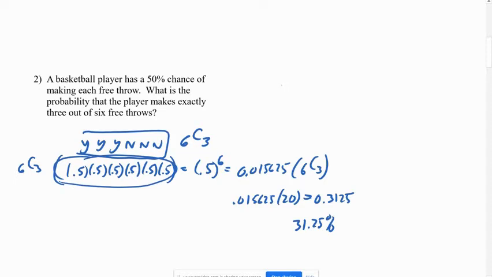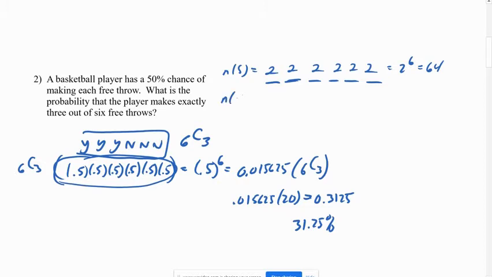Another way to approach that same problem, instead of doing all these 0.5s multiplied by one another, you could say there are 64 different possible outcomes, because there are 6 shots, and each one has two possible outcomes. He either makes it or he doesn't. So you could say there's 2, 2, 2, 2, 2, 2. So that means the number of items in the sample space is 2 to the 6th, which is 64.